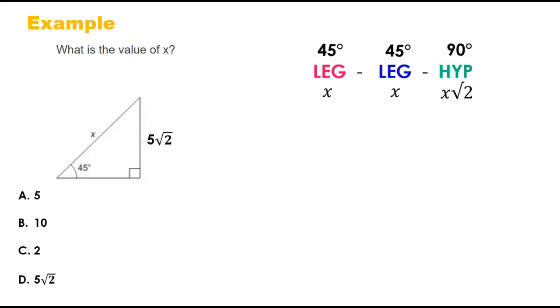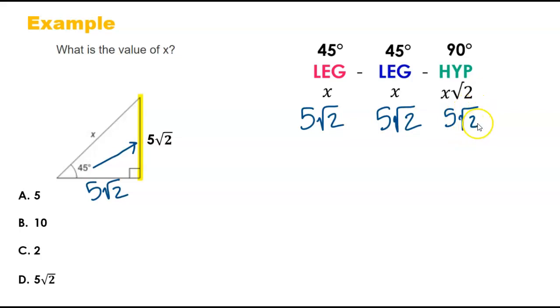Okay, so what is the value of x? Okay, so let's see. I'm given this side. That's one of my legs. So underneath the leg of 45, I'm going to put 5 square root of 2. So that tells me that everywhere, remember that 45 goes to 5 square root of 2, everywhere I see an x, I'm putting 5 square root of 2. So the other leg would be 5 square root of 2. The hypotenuse, I'm going to put a 5 square root of 2 here, but then I also have this other square root of 2. So when I multiply these together, I end up getting 5 square root of 4.